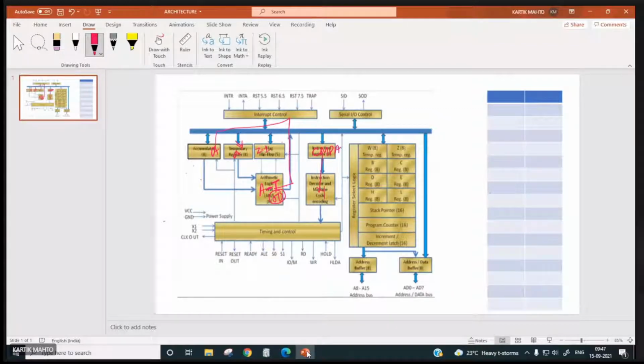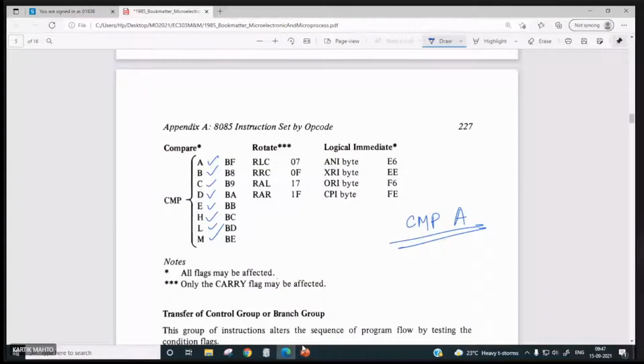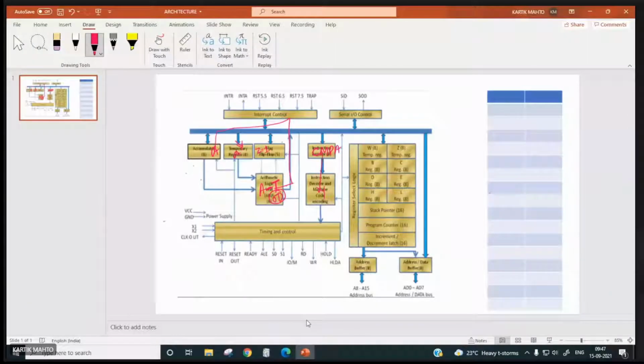Now, if you take an example, compare B. If compare B is the instruction, what will happen? The B register content will be copied over here. Now A minus B will be performed, and based on the result, flags are going to be affected. But this A minus B result is not going to be stored back over here.